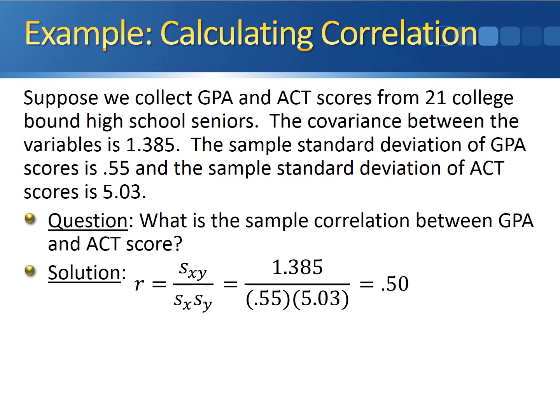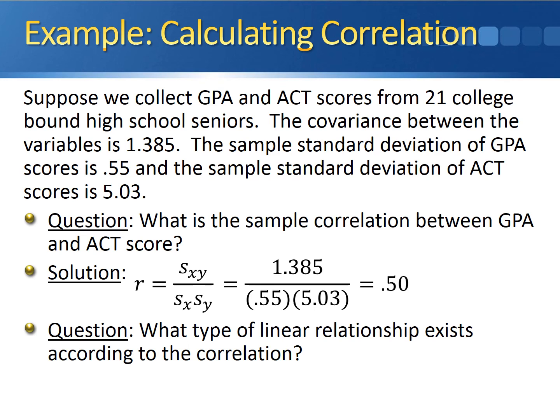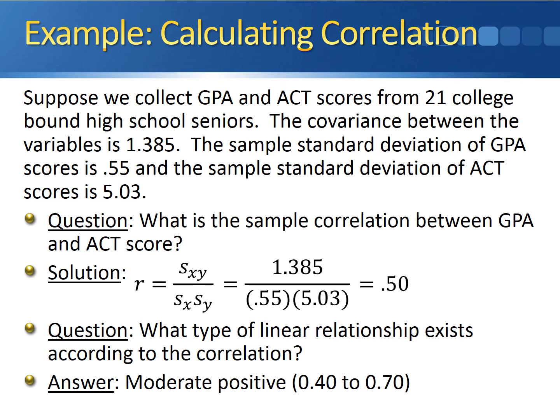Another reasonable question to ask then is what type of linear relationship exists according to the correlation. If we take a look at the chart on the previous slide, we'll find that 0.5 lies between 0.4 and 0.7, which is an indication that there is a moderate positive linear relationship between GPA and ACT scores.